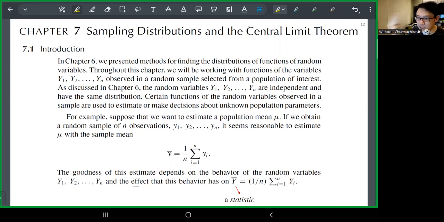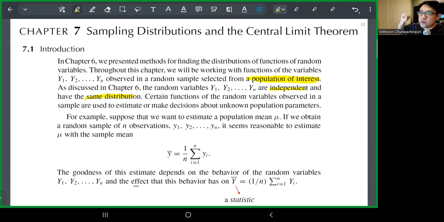We have three methods introduced already. What we learn from there is that the random variables Y1 all the way to Yn are independent. We love that, and we still stick with that. They also have the same distribution, if we draw from the population of interest. That means you observe all the Y's selected from a single population of interest. You're not trying to do anything cross-population, so it's kind of nice.